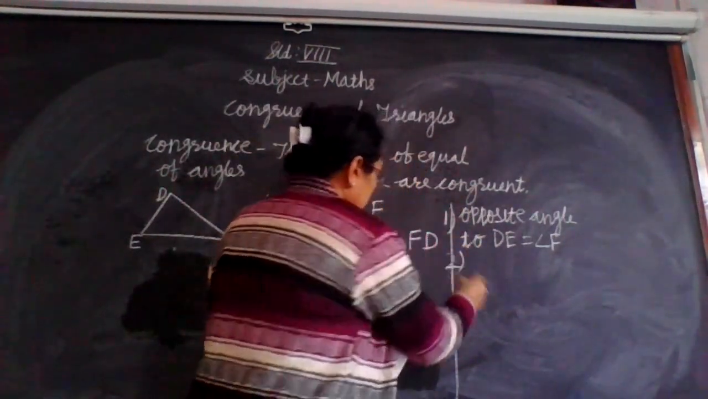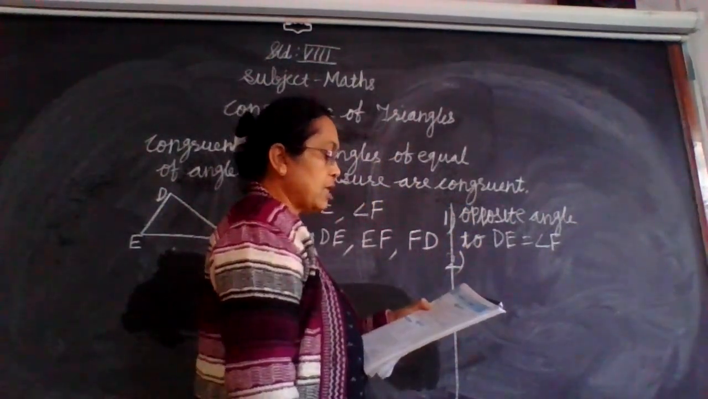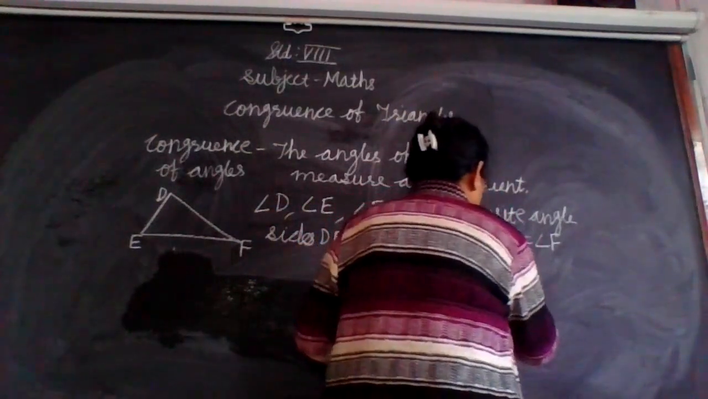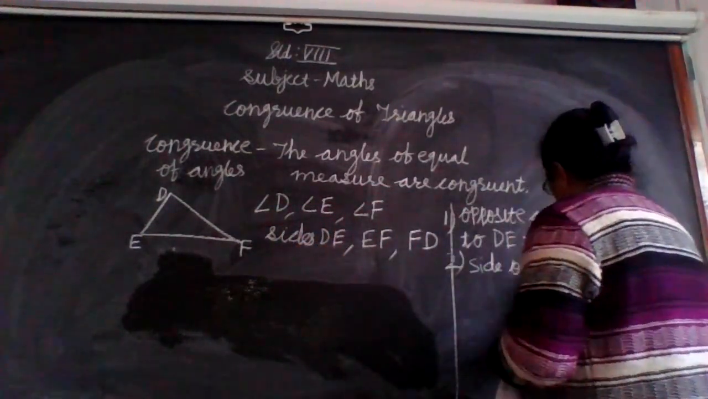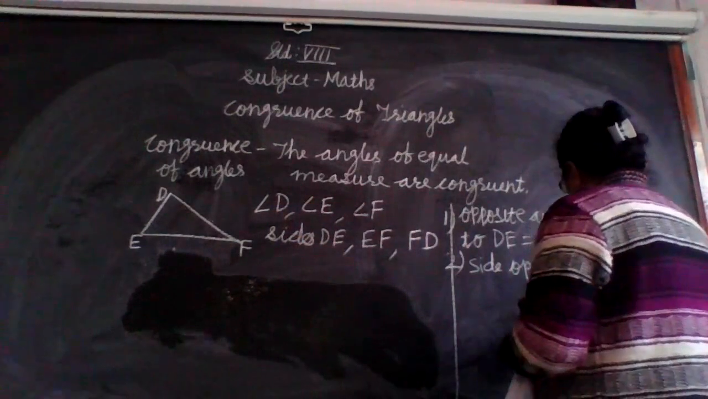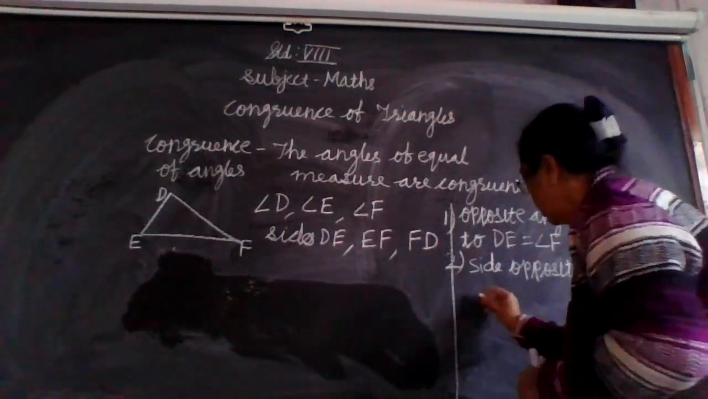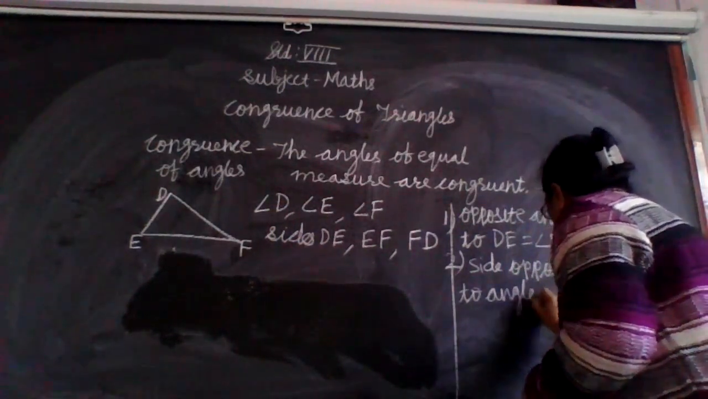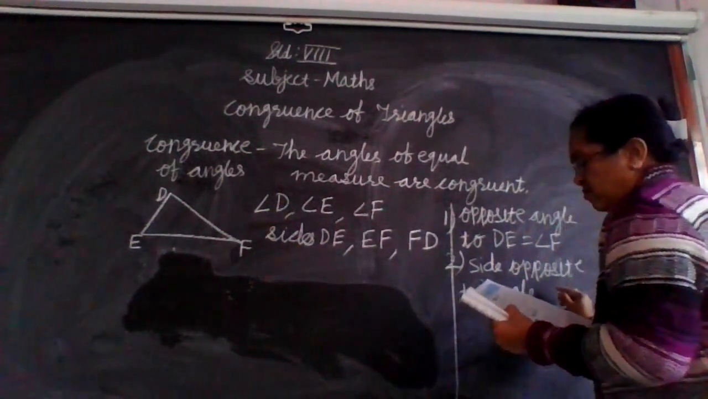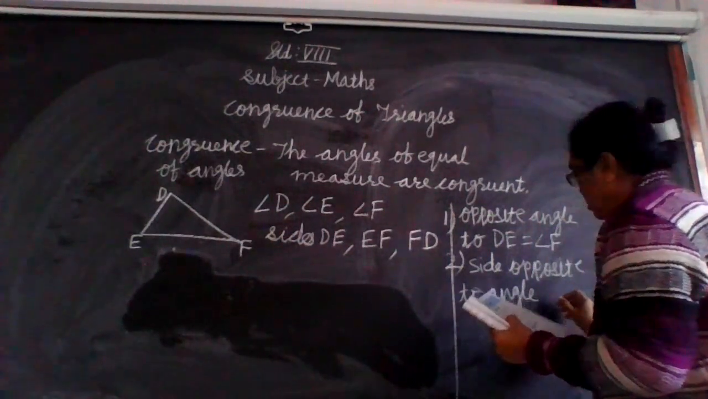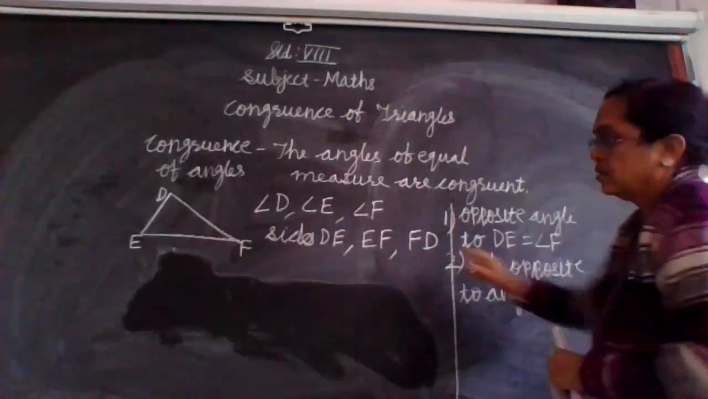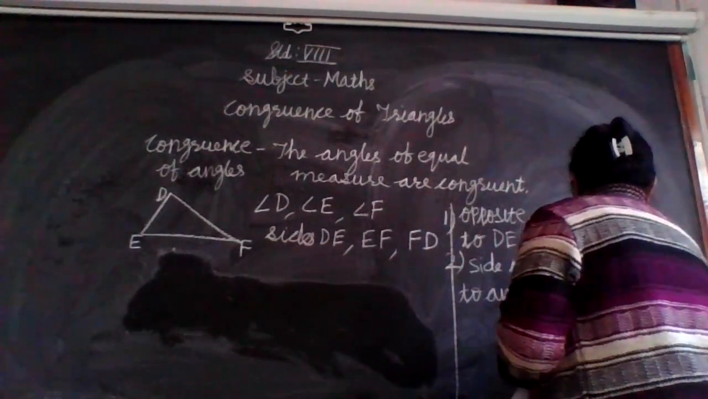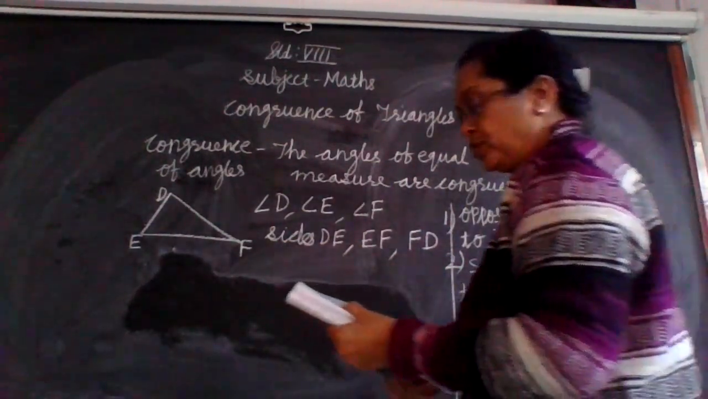First was this question. Second is, which is the side opposite to angle E? The side opposite to angle E is this DF. This was our second question.